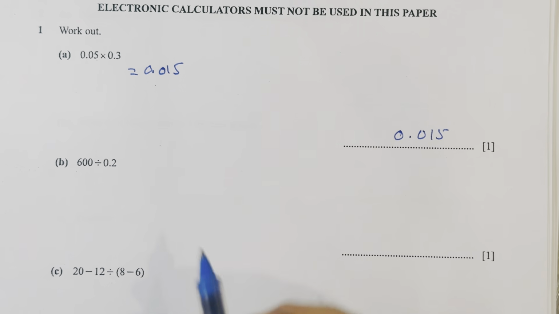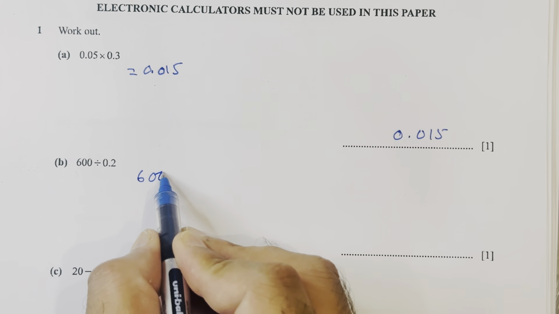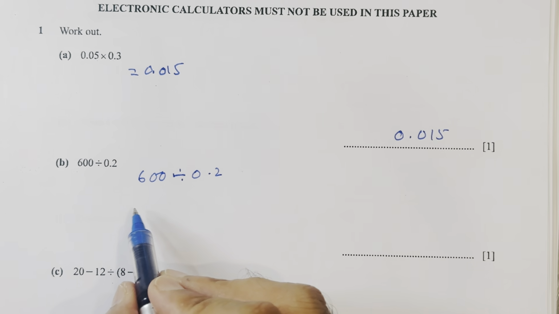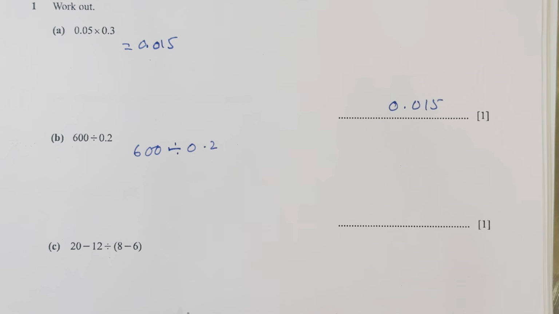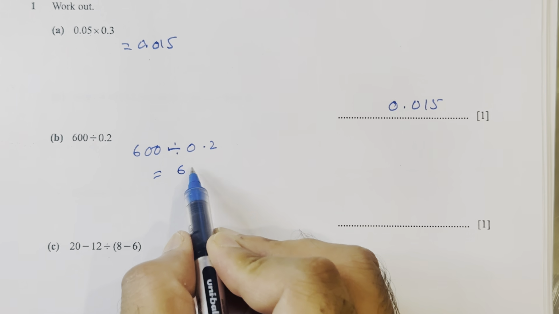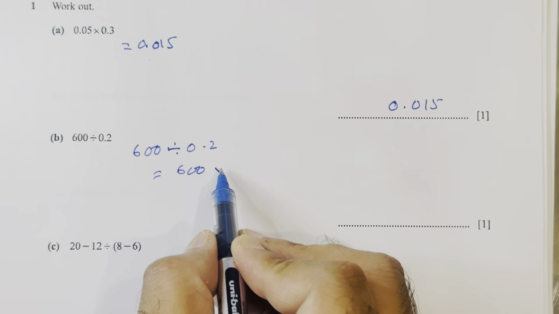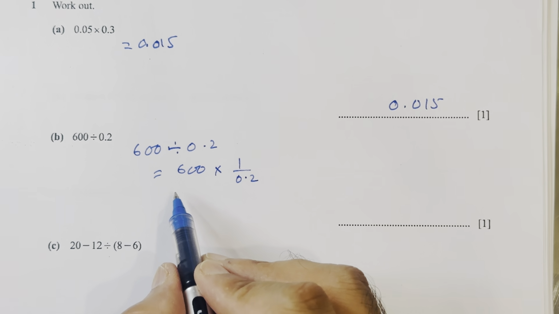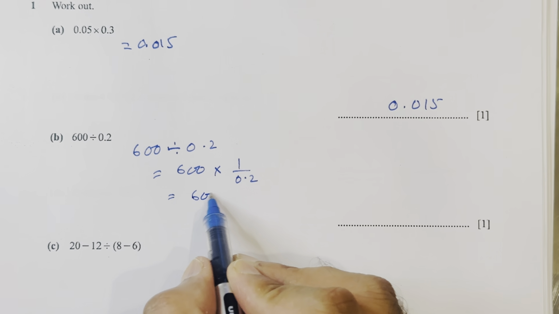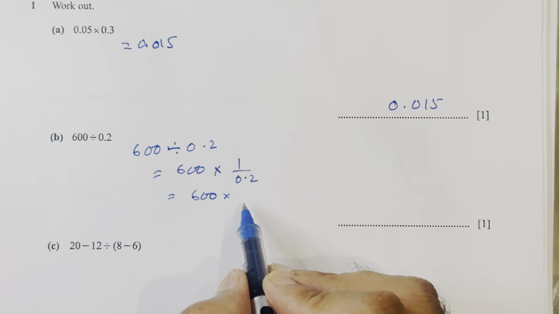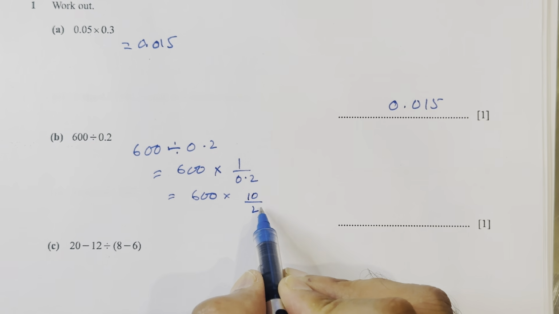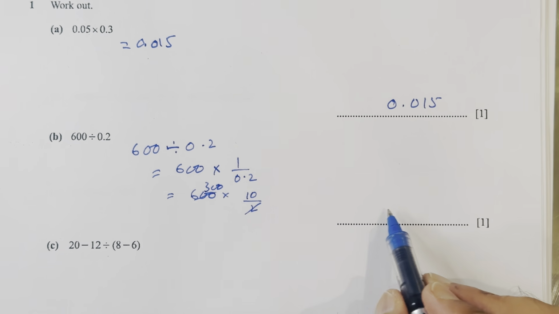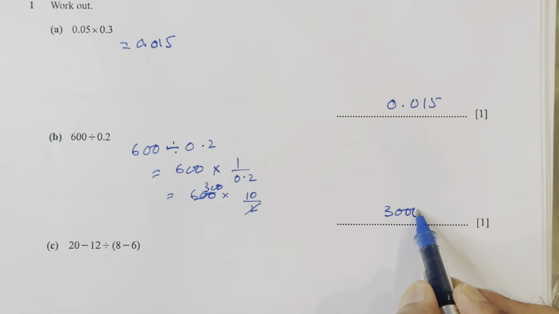600 divided by 0.2. So 600 multiplied by 1 over 0.2. Now taking the reciprocal, after taking the reciprocal remove the decimals. 10 over 2, 2 divided into 600 is 300, 300 multiplied by 10, the answer is 3000.